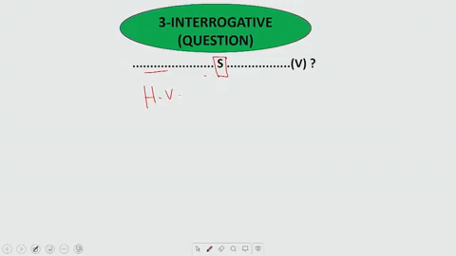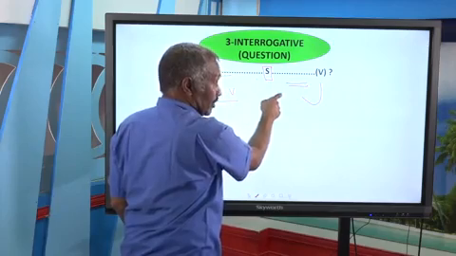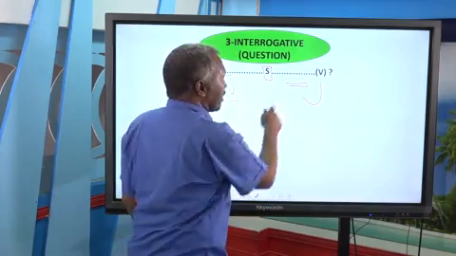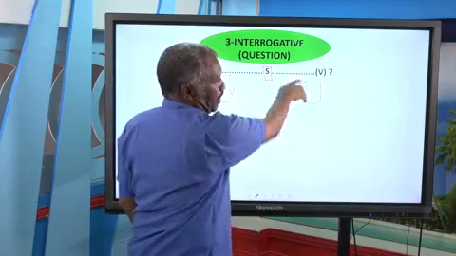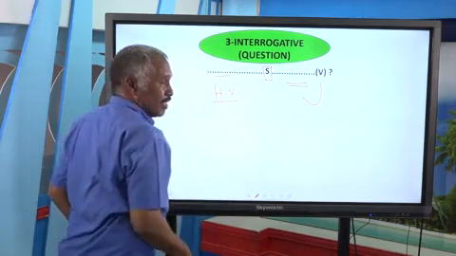Okay, again we use the same rule of the affirmative sentence, only we put the helping verb before the subject, and the conjugation (تصريف الفعل) according to tense we put here. If the sentence is in present continuous, verb and -ing; past continuous, verb and -ing; present perfect, past participle; past perfect, past participle; future, verb infinitive. But here we put the helping verb.